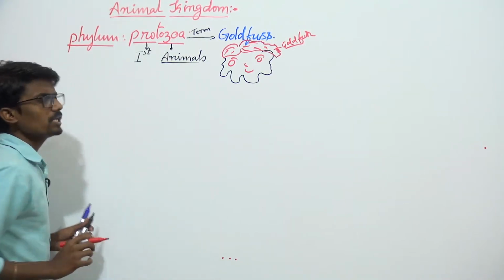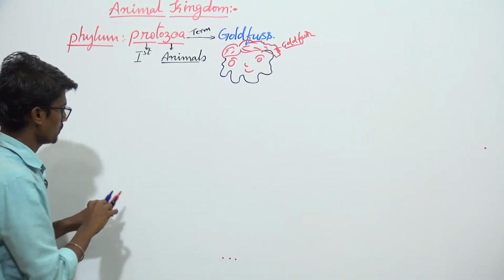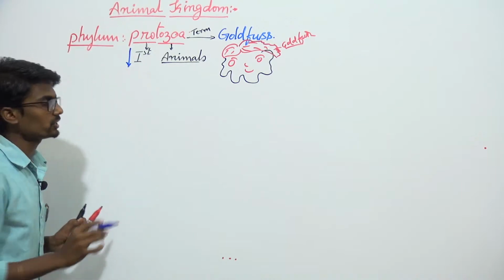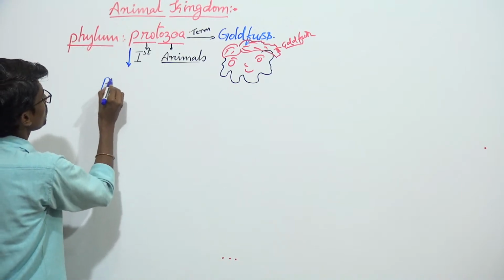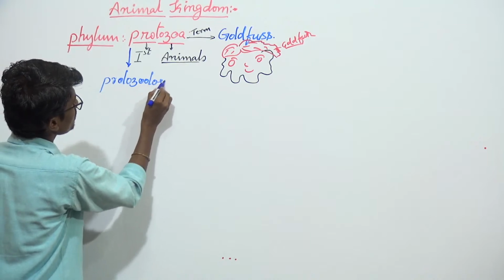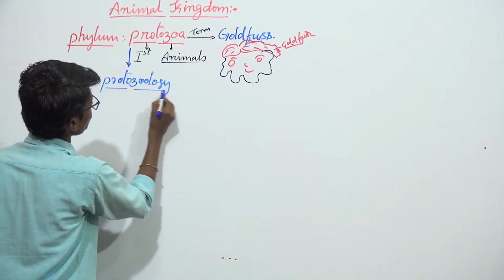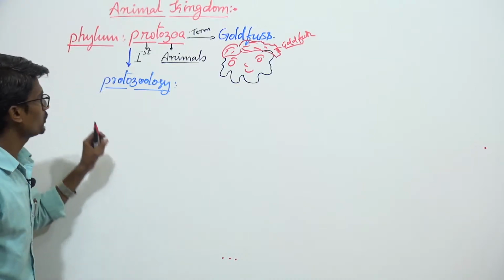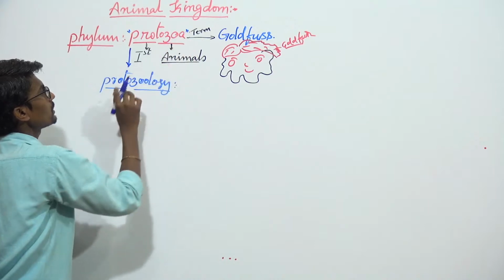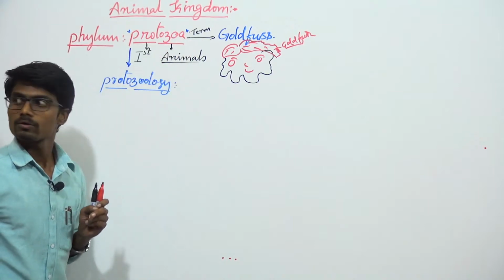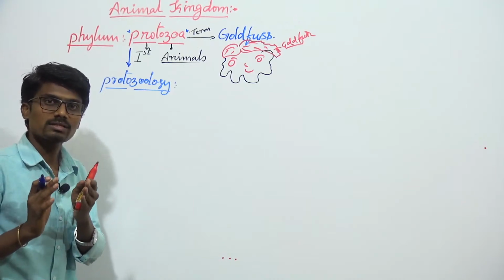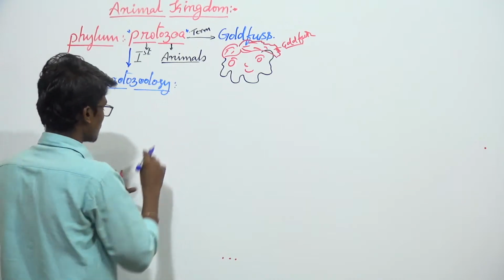Later, these protozoans are studied under one of the important branches, that is protozoology. What is protozoology? The branch of science which deals with protozoans is known as protozoology. And this protozoology was first studied by one of the great scientists.